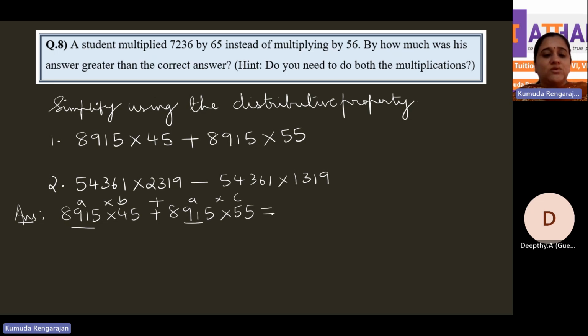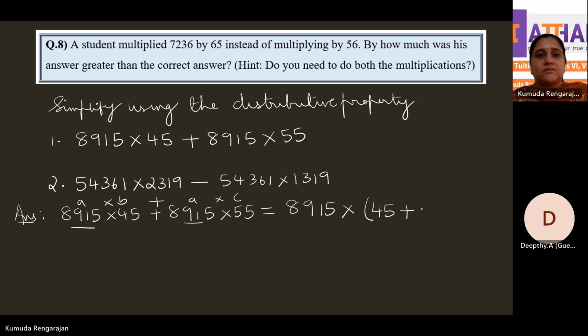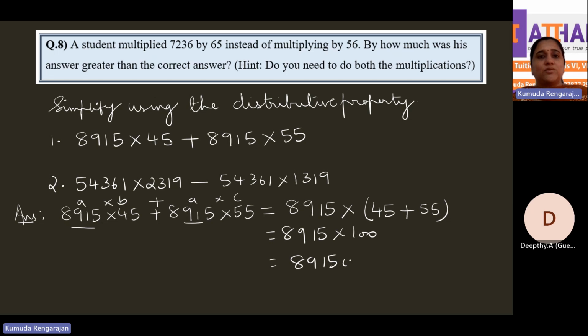So what is A into B plus A into C? A into B plus C. Okay, so what is A then? What is A? 8915 into B plus C. What is B? Plus C. Yeah, tell me what is C. 55, that's all. Now write 8915 into what is 45 plus 55? 100. So what is this into 100? 8915 double zero. Right.